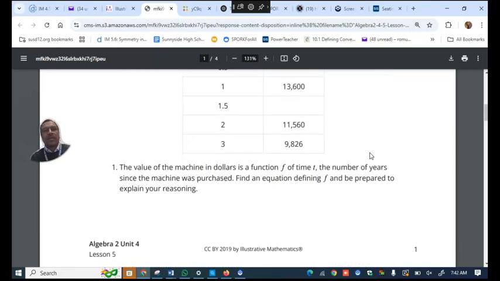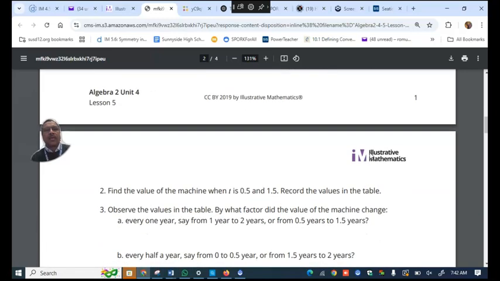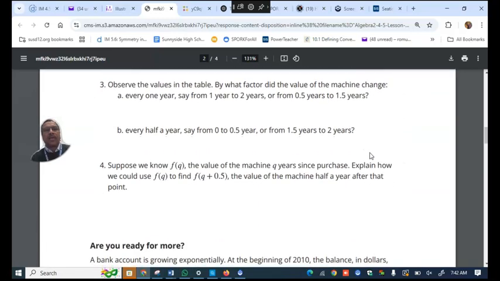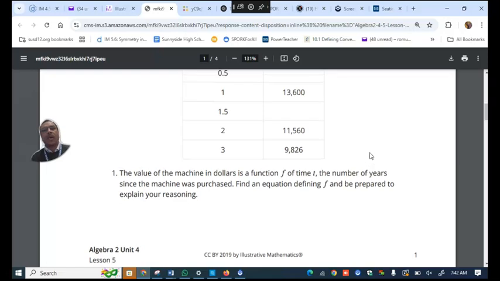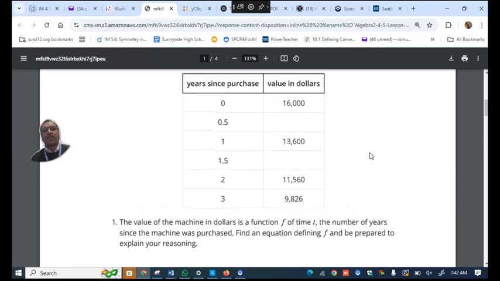So there is one question, then two and three have parts A and B. So there are four questions here. Let's do one at a time and understand this. Okay, so the first question, let's analyze this.